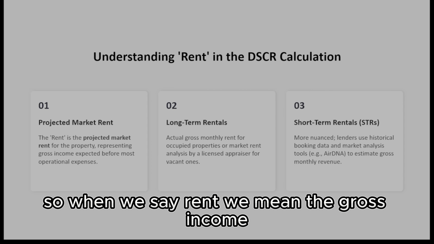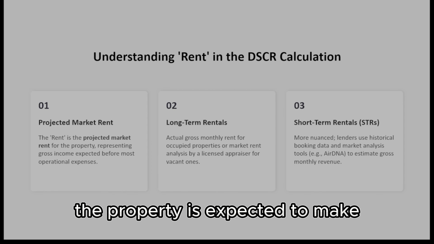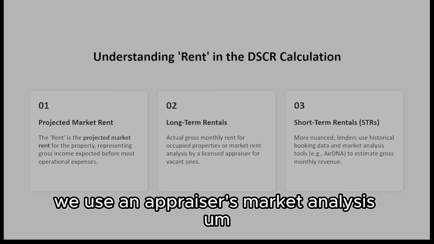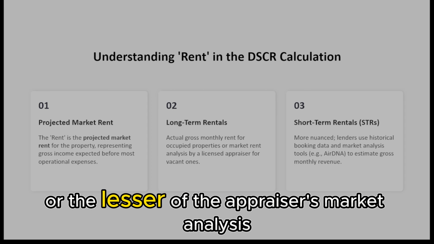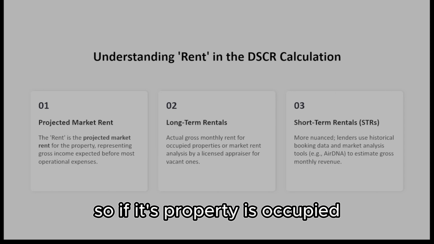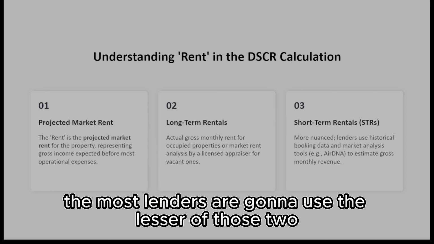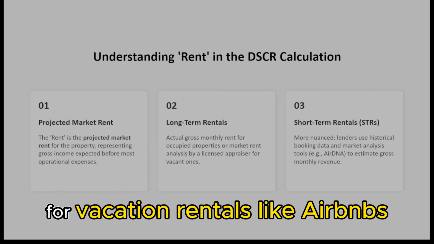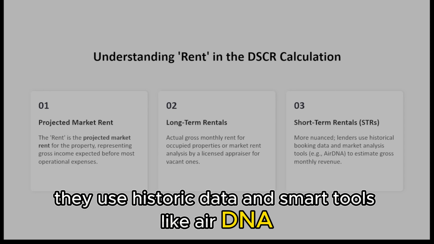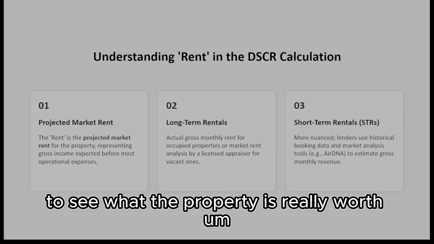So when we say rent, we mean the gross income the property is expected to make. For long-term rentals, we use an appraiser's market analysis, or the lesser of the appraiser's market analysis and the actual rent already in place. So if the property is occupied, most lenders are going to use the lesser of those two. For vacation rentals like Airbnbs, they use historic data and smart tools like AirDNA to see what the property is really worth in the market.